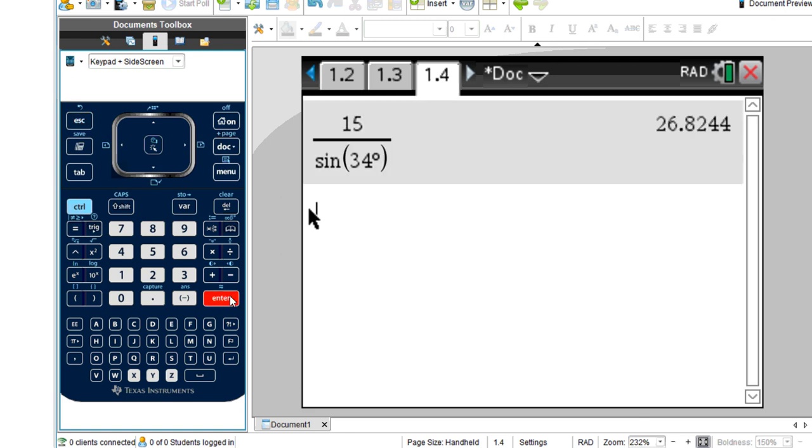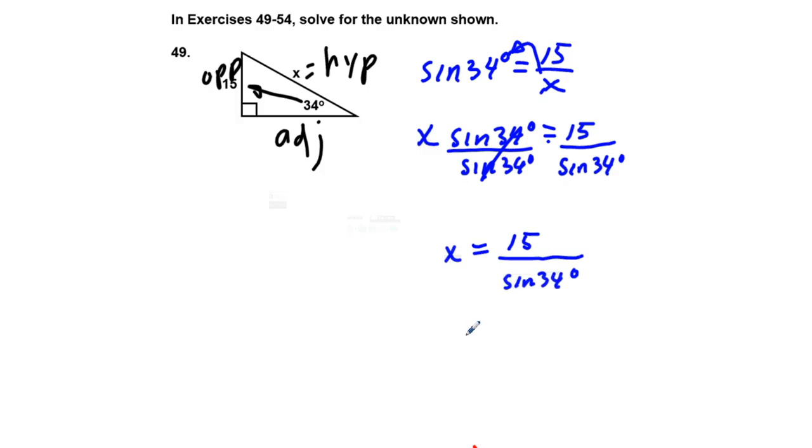And now if we press enter, we're going to get our unknown side, which to the nearest hundredth, x is going to be equal to 26.82.